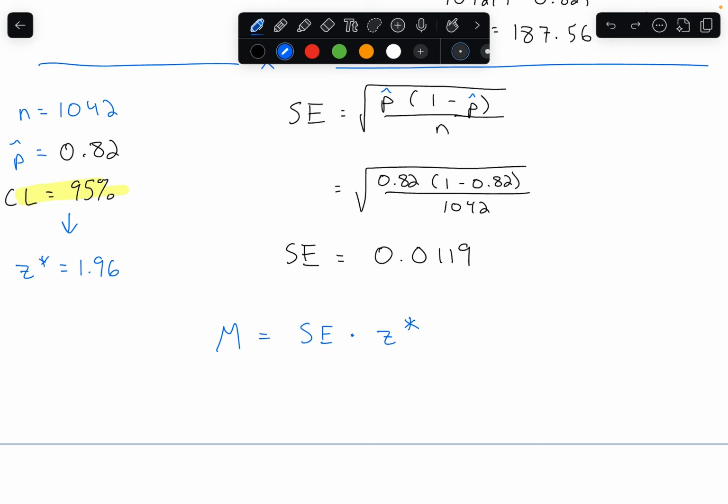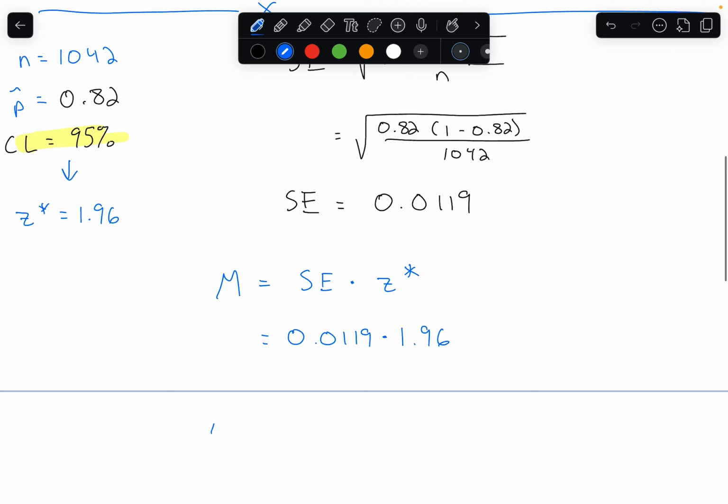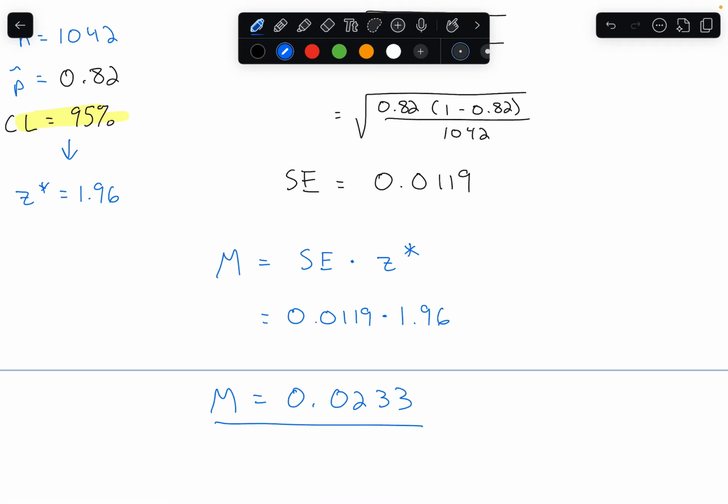So I'm going to go ahead and find my margin of error next. Standard error is 0.0119 times my z star, which is 1.96. So I'm going to multiply that out. 0.0119 times 1.96 gives me 0.0233. Again, I'm going to round to 4 decimal places because we're working with such small decimals. So there is my margin of error, which is a really important number.